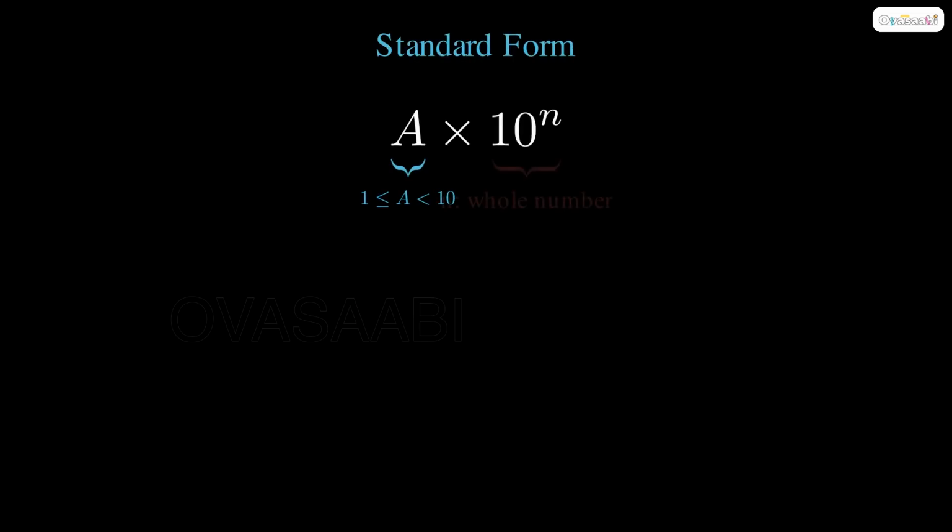Standard form means writing a number as a times 10 to the power n. The number a must be between 1 and 10, and n is a whole number, positive or negative.